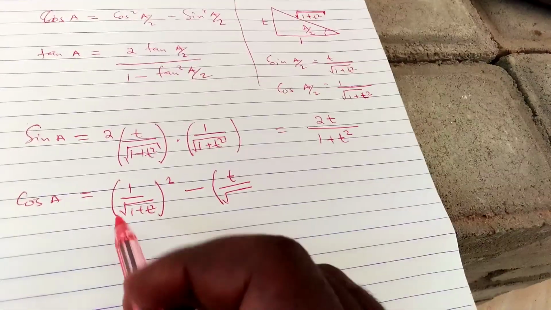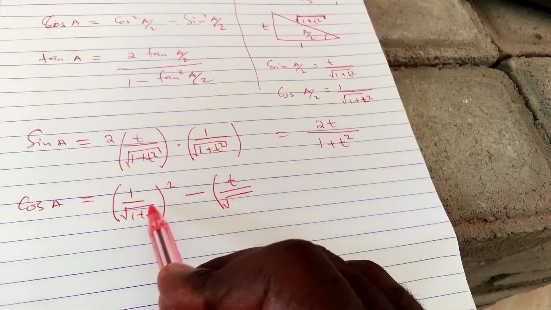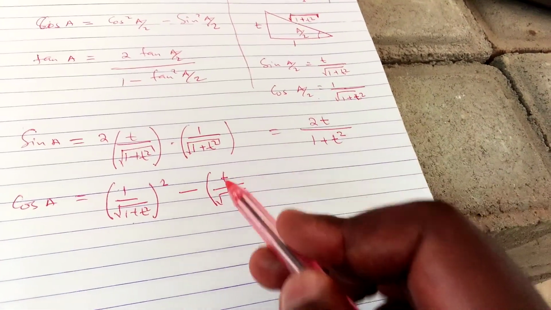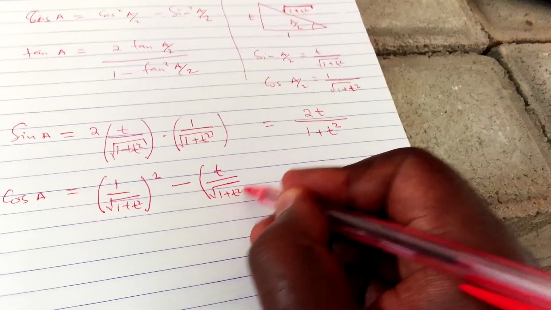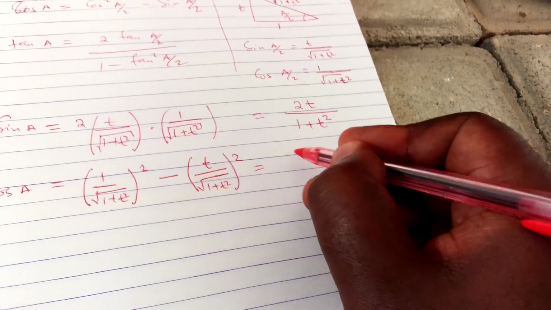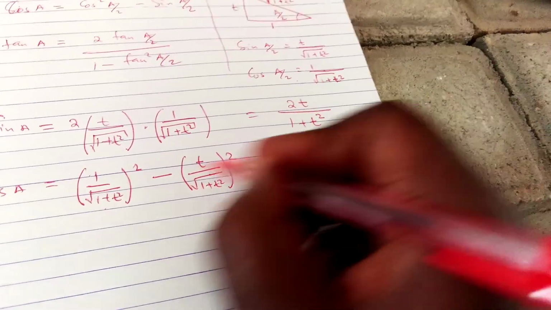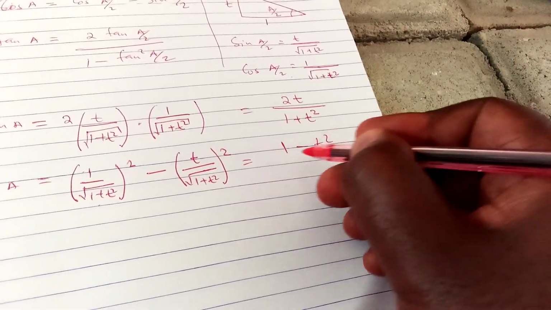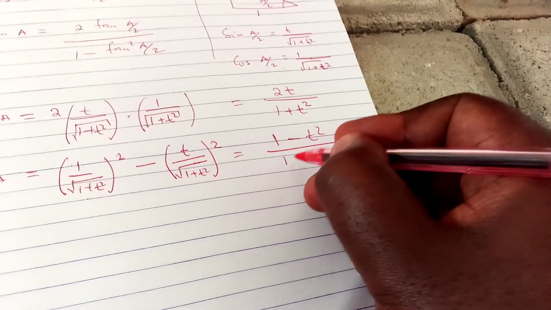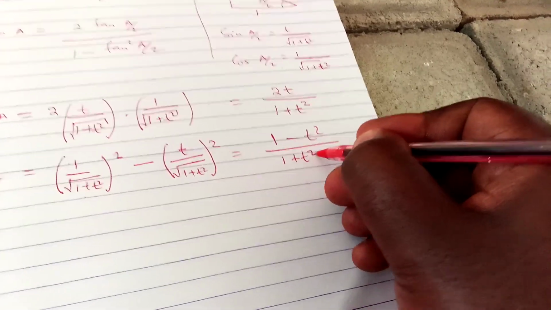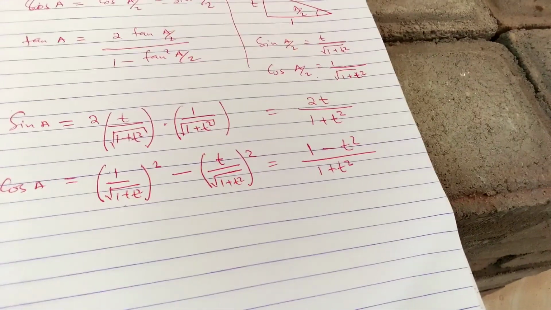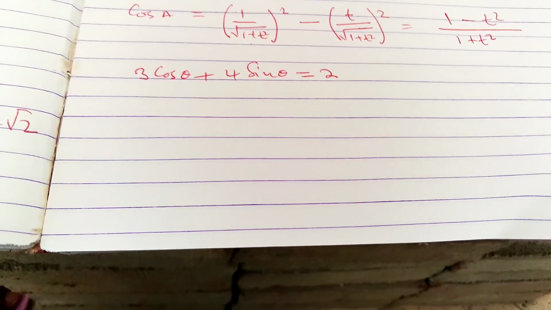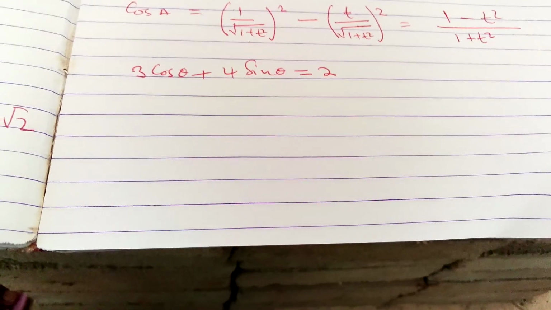You can see cos a is 1 over square root 1 plus t squared, which is cos a over 2, then sine a over 2. Okay, so this should be 1 squared over that, and then t squared over the same. Since the denominator is the same, we have squared it. Simple as that.